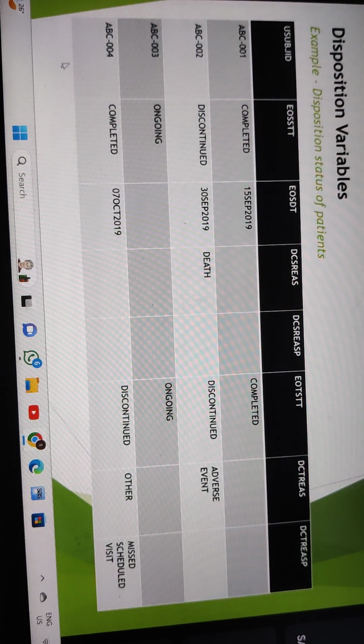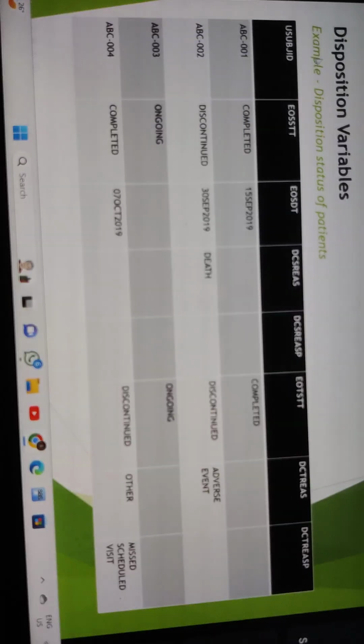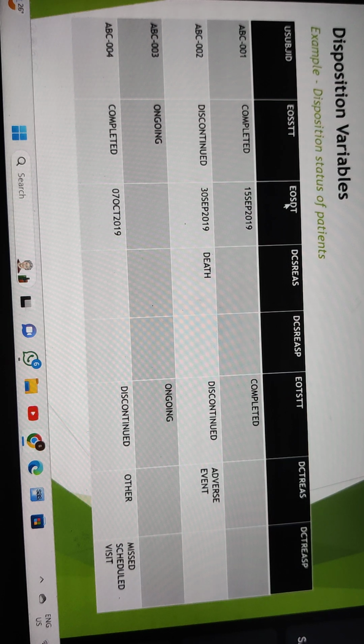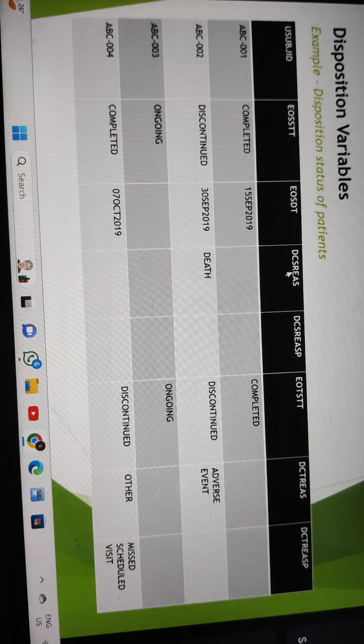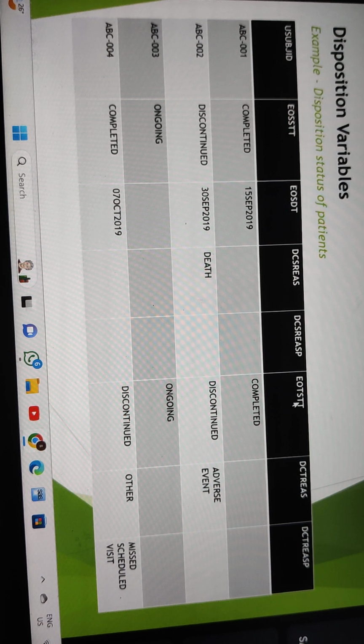These are some other disposition related variables. If you look at an example here, this is the subject, the end of the treatment, the end of the study, and then the discontinuation reason: what was the reason for the discontinuation? For example, the first subject completed, with a completion date. The second subject discontinued. Why did he discontinue? Due to death. For example, the end of the treatment also discontinued, and the reason was an adverse event, so due to the adverse event he might have died, that's why it is discontinued.